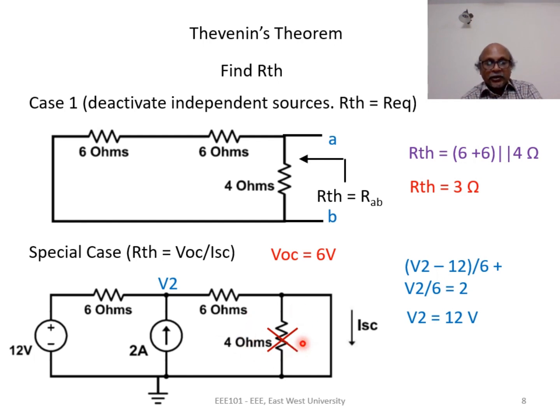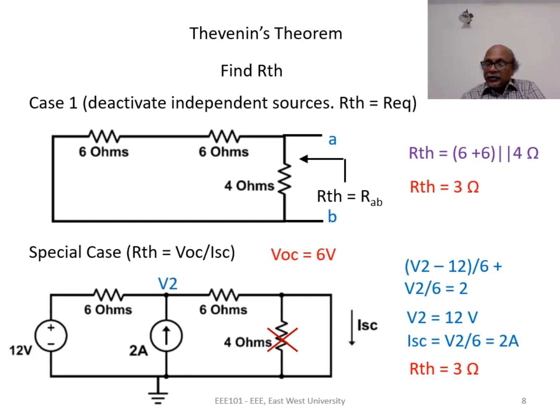Because 4 ohms is not there, ISC is the current flowing through 6 ohms. The voltage at the left end of 6 ohms is V2. The voltage at the right end of 6 ohms is 0. So ISC is V2 over 6 ohms, which is 2 ampere. VOC is 6 volts, ISC is 2 ampere. That means RTH is 3 ohms, which is the same value that we obtained from case 1.